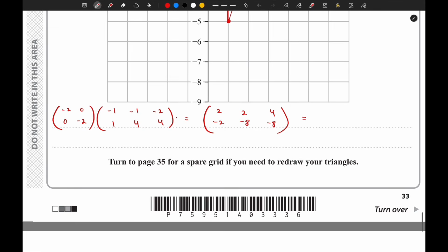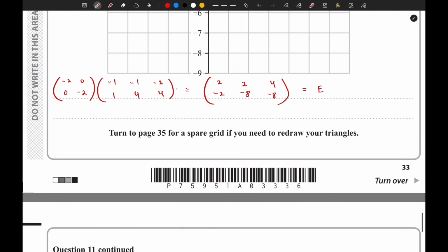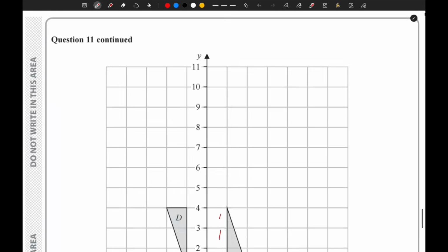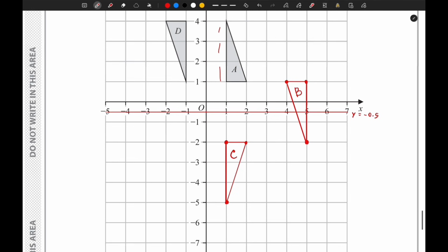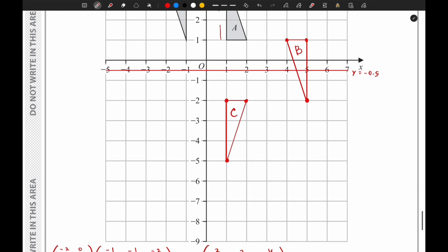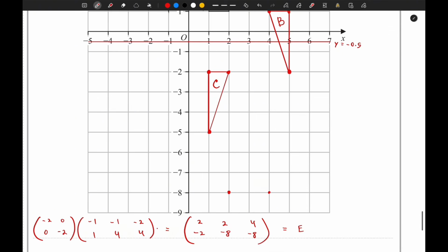So this is the triangle, not triangle C, triangle E. Okay, so that's triangle E. Let's draw the triangle E. So it's 2 and minus 2. One of the points will be in this part, and 2 and minus 8, and 4 and minus 8. So this is the triangle that we're looking for.